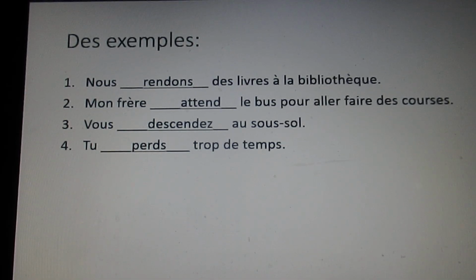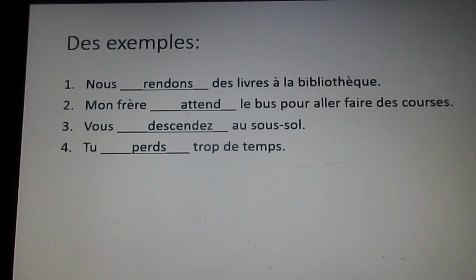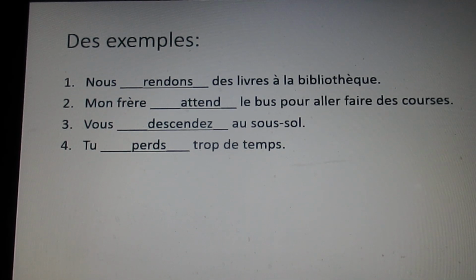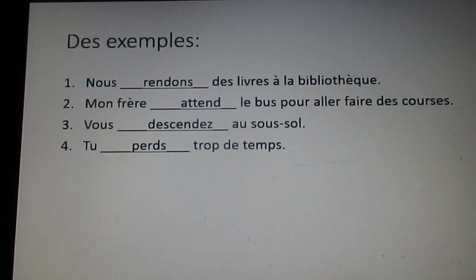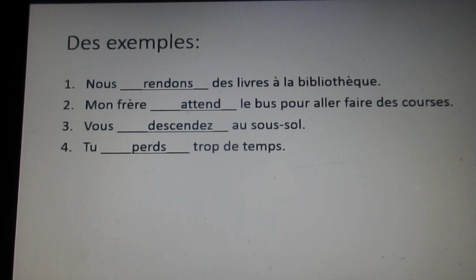Tu perds trop de temps. So perdre, we have S, right? Because our pattern is S, S. So when we get to tu, the singular, we're just going to simply add S.